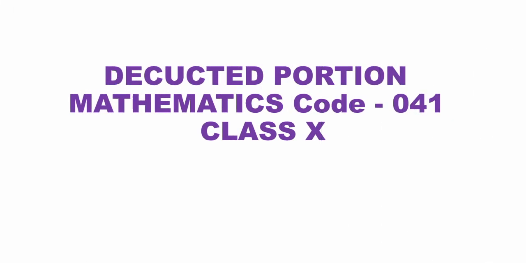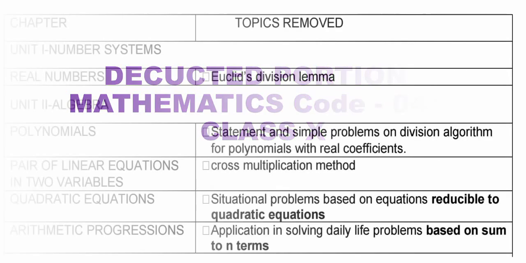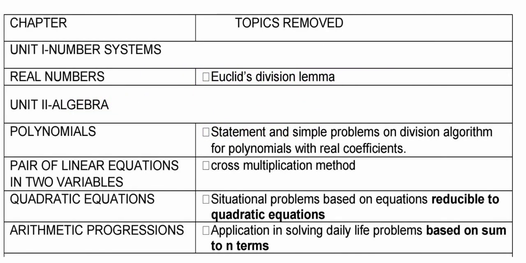Class 10, portion reduction. Here also I am giving the chapter names and topics removed. Please note down. The first unit is number system. Real numbers we have here. Euclid's division lemma. The entire topic was deleted.